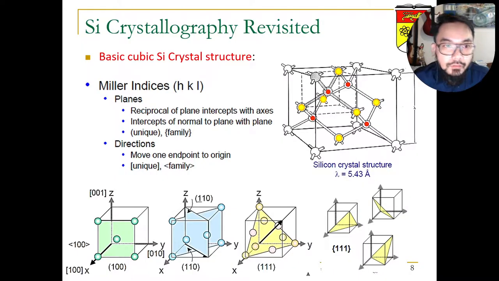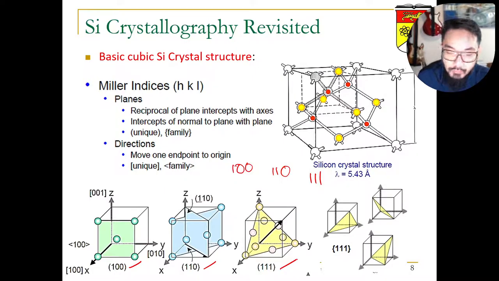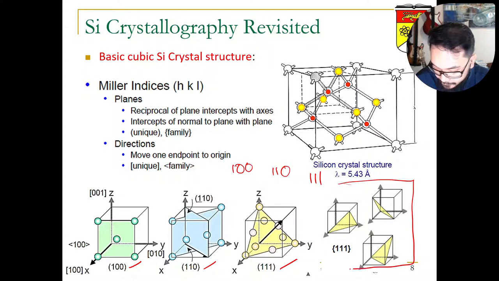Now we already covered Miller indices and crystallography. I just want to stress again that the important thing you need to understand is that we are dealing with the three main plane families. Those families are 100, 110, and 111. The one thing that I want to stress here is that we are focusing more on the family. What do I mean by family? If you look at the right-hand side, this is the 111 family.